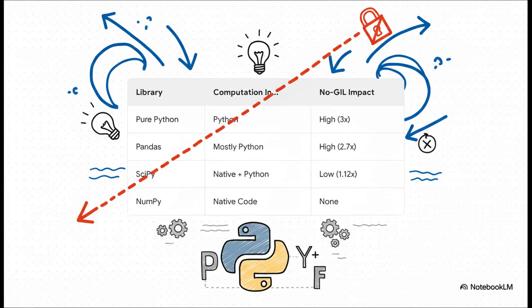Look, if the work is happening in Python, like in a pure Python script or in a lot of pandas functions, the impact is huge. We're talking 3x, 2.7x, fantastic. But if your code is spending all its time running in native code, like the C++ or Fortran that powers NumPy and scikit-learn, well, the GIL was never the problem to begin with, so removing it does pretty much nothing.